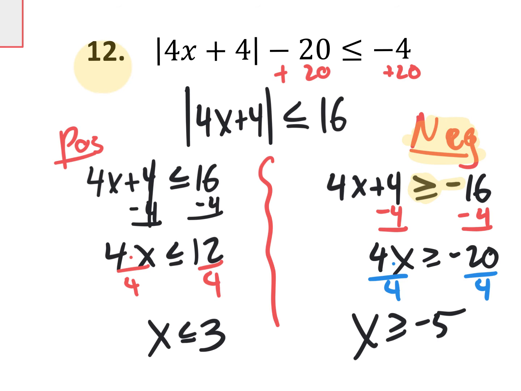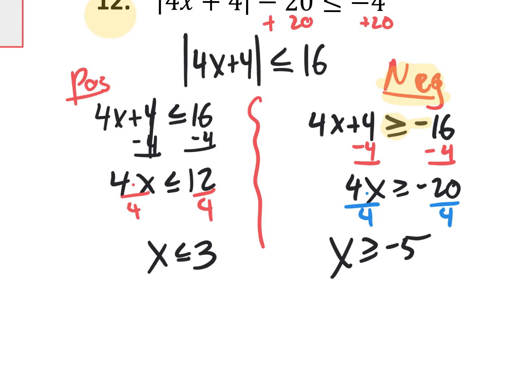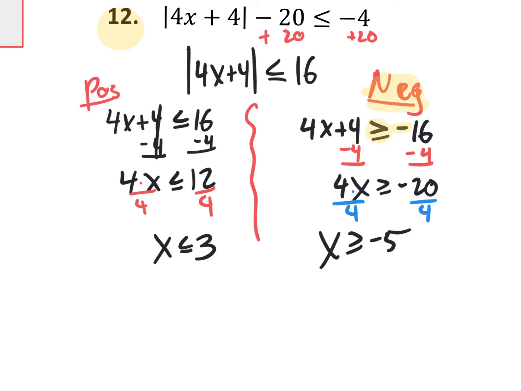Now, these are inequalities, not an absolute value equation. If it were an equal sign, I'd get these answers and that would be it. I would say x is equal to 3, x is equal to negative 5. But it's an inequality, so I must think of what they look like visually on a number line, okay?